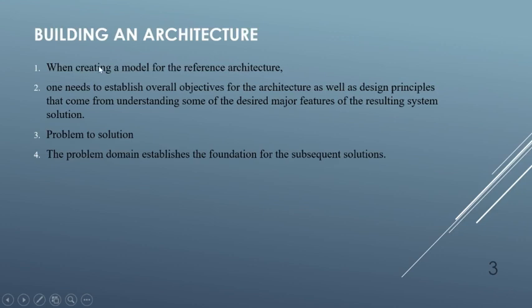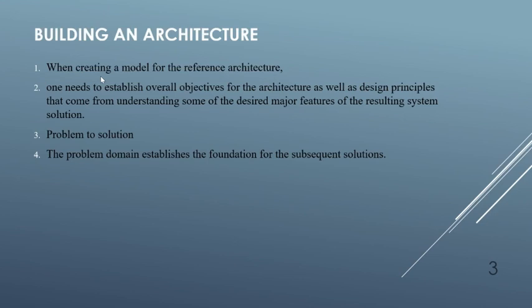When creating a model for the reference architecture, one needs to establish overall objectives for the architecture as well as a design principle. That comes from understanding some of the desired major features of the resulting system solutions. Problem to solutions. The problem domain establishes the foundation of the subsequent solutions. The basic requirement is to create a model by the reference architecture.